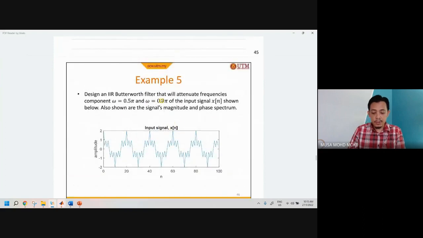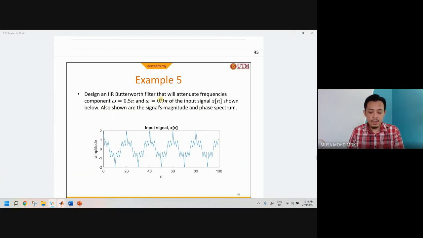Okay, in this example, what is the question? Design an IIR Butterworth filter that will attenuate frequency components. So this is actually a problem. We need to understand the problem and then try to solve it. It will attenuate the frequency components omega equals 0.5 pi and omega equals 0.9 pi.